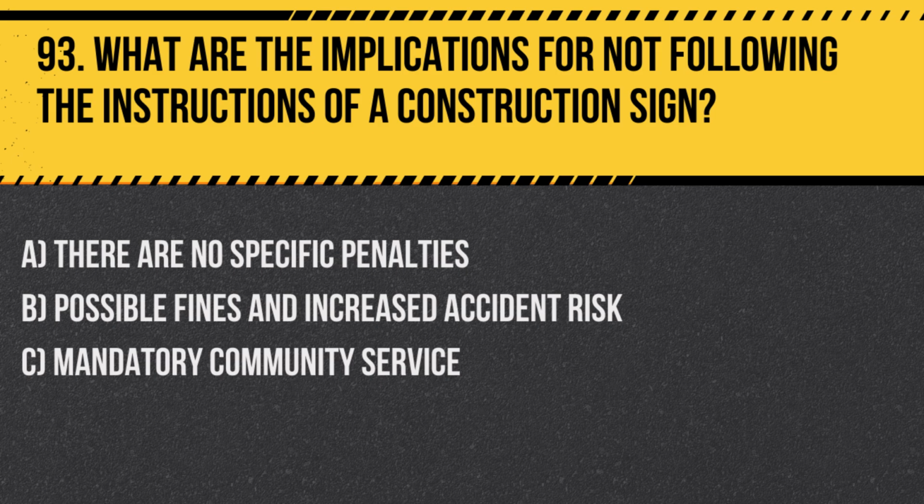Question 93. What are the implications for not following the instructions of a construction sign? A. There are no specific penalties. B. Possible fines and increased accident risk. C. Mandatory community service. Answer. B. Possible fines and increased accident risk. Construction signs are placed for safety and must be obeyed to avoid legal and safety consequences.